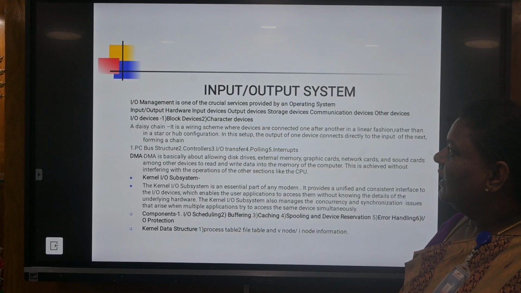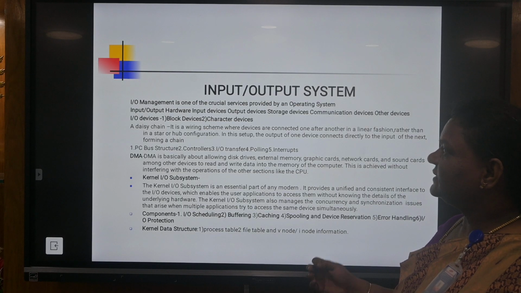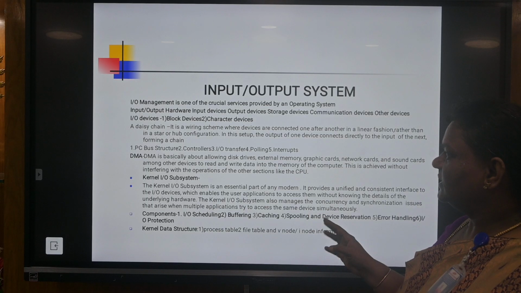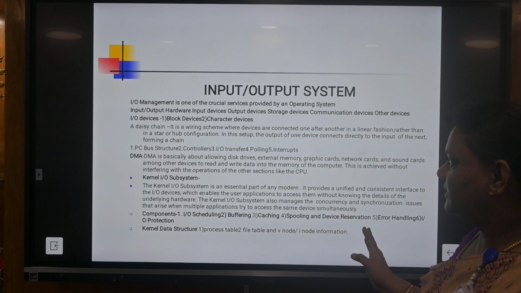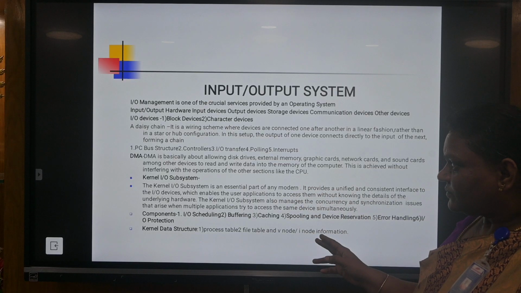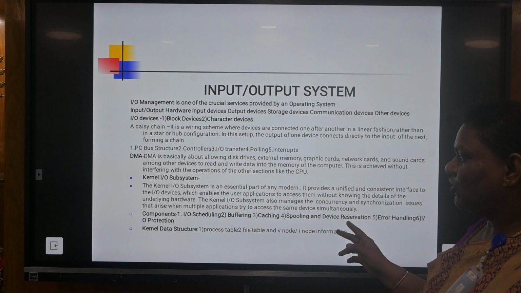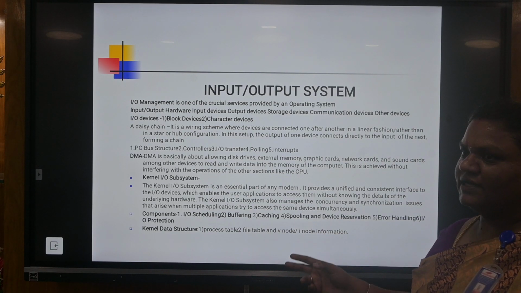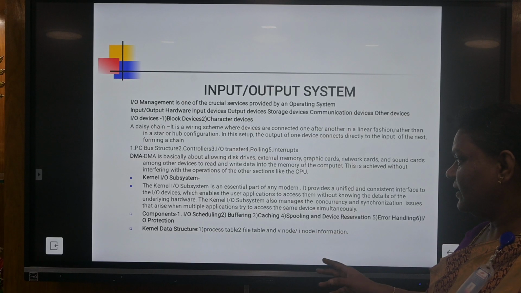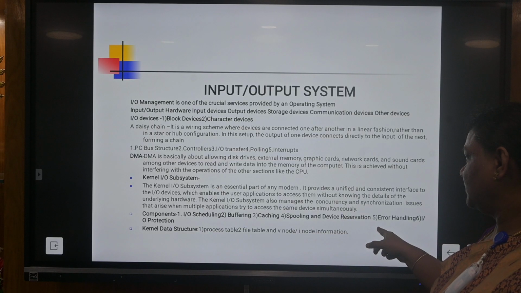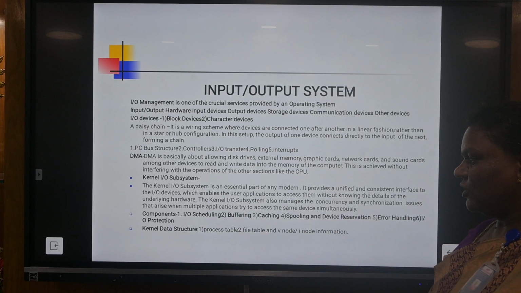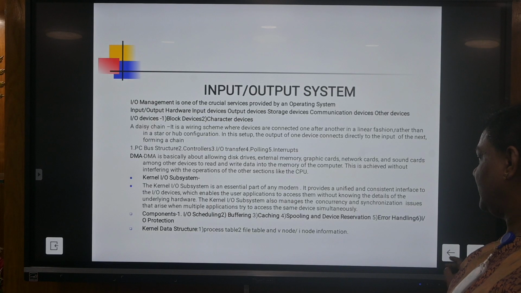Input-output system. Input-output management has block devices and character devices. PC bus structure, controllers, I/O transfer, polling and interrupts. Polling is handshaking, establishing communication. Kernel I/O subsystem components are buffering. Buffering is temporary memory storage. Caching is storing a copy of memory in temporary storage. Spooling and device reservation, error handling and I/O protection. Kernel data structures have a process table, a file table and inode information.